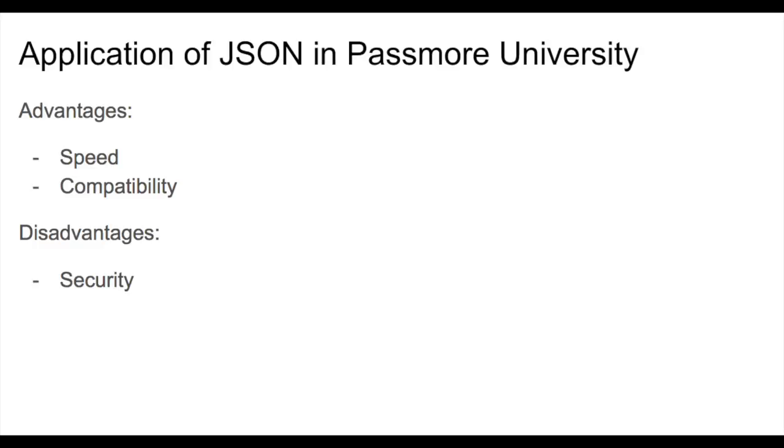However, the disadvantage is that JSON is very vulnerable to external threat through an unsafe or untrusted browser and can easily be hacked or infected this way. Therefore, if JSON was to be the system chosen, Passmore University would have to make sure that it is only accessed by servers or browsers which are trusted in order to minimize potential threats.